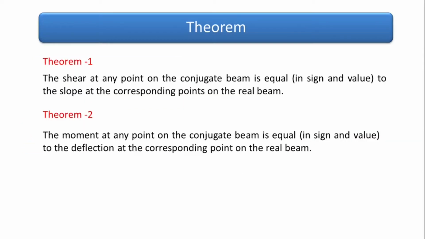Now the theorems. The first theorem is the shear at any point on the conjugate beam is equal, that is in sign and value, to the slope at corresponding point on the real beam. And theorem number 2, the moment at any point on the conjugate beam is equal, that is in sign and value, to the deflection at corresponding point on the real beam.